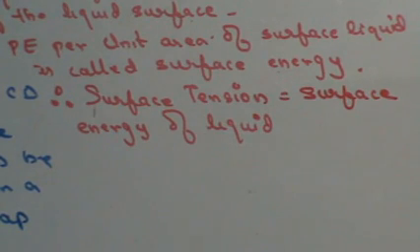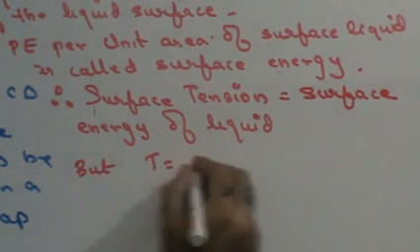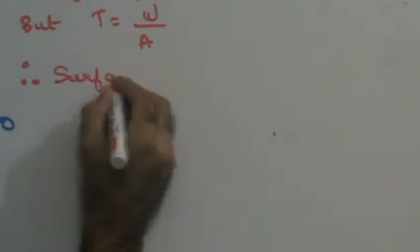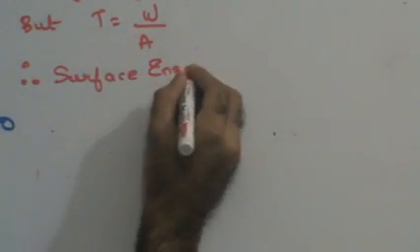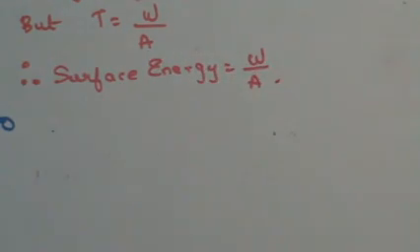Right? So this is the relationship between surface tension and surface energy. Surface tension is equal to the surface energy. Right? Now, I can say that surface tension is work per unit area. And now that I've said that surface energy is also equal to surface tension, therefore I can say that surface energy will also be equal to work per unit area, right?